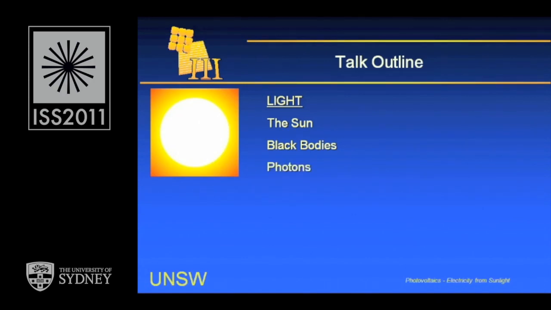And then I'll be talking about photons. So the solar cells are actually photon converters. They don't use the heat from the sunlight, they use the photons in the sunlight, so I'll talk a little bit about that.